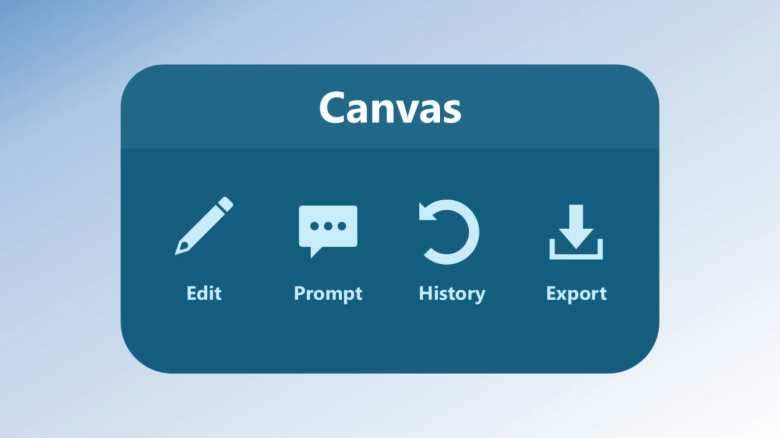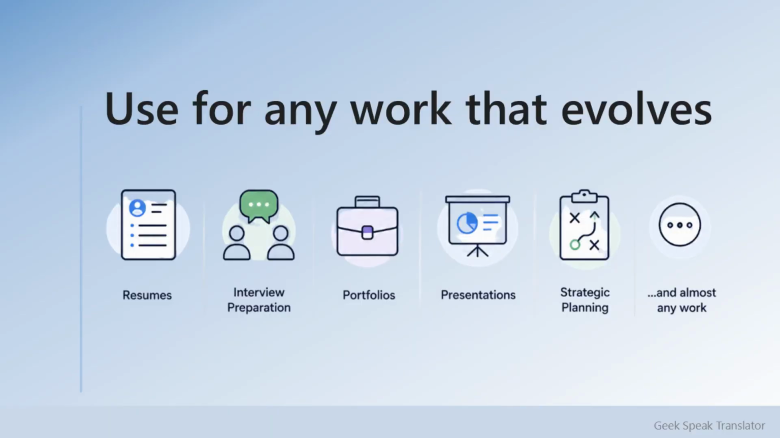This is the big shift. Chat is mostly prompting. Canvas is collaborative editing. So while canvases are not technically memory in the same way projects or user memory work, they absolutely function like a persistent collaboration layer. And once you understand this approach, you can apply it to resumes, interview preparation, portfolios, presentations, strategic planning, or almost any work that evolves over time.